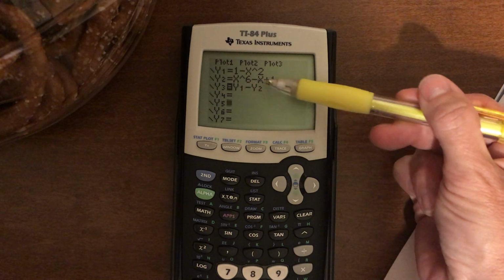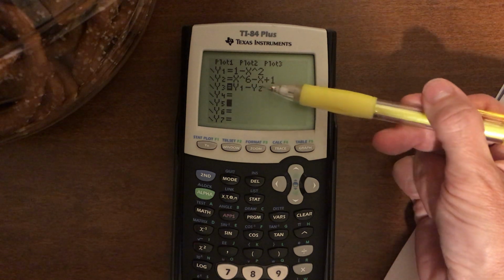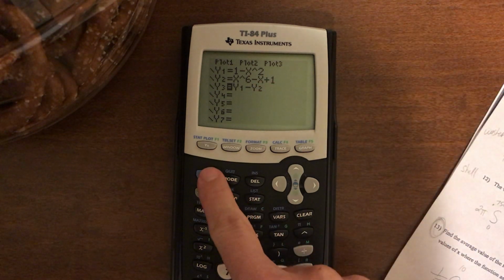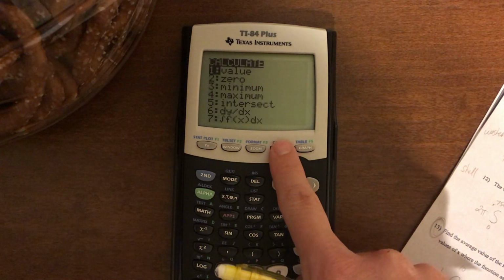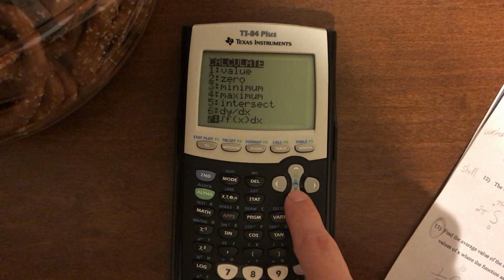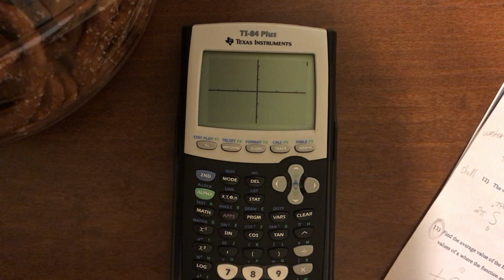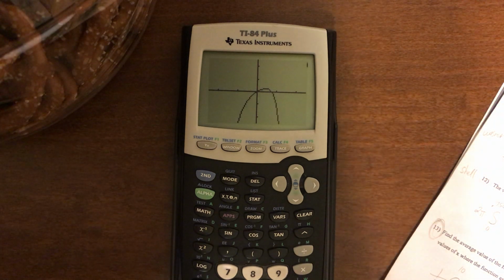Because really what I want to do is integrate this guy, the y1 minus y2. I'm going to go second, trace, and down to number 7. That's the integration one. I'm going to integrate that function. That's why it was important to turn off the 1 and 2 and just look at the 3. If you didn't turn off the 1 and 2, it would just integrate that first one.